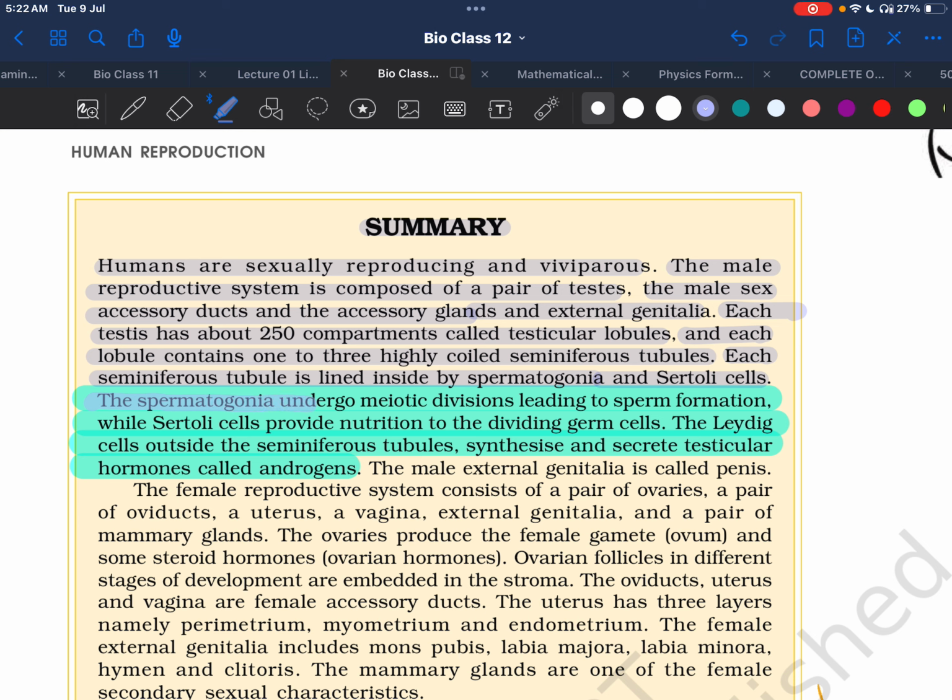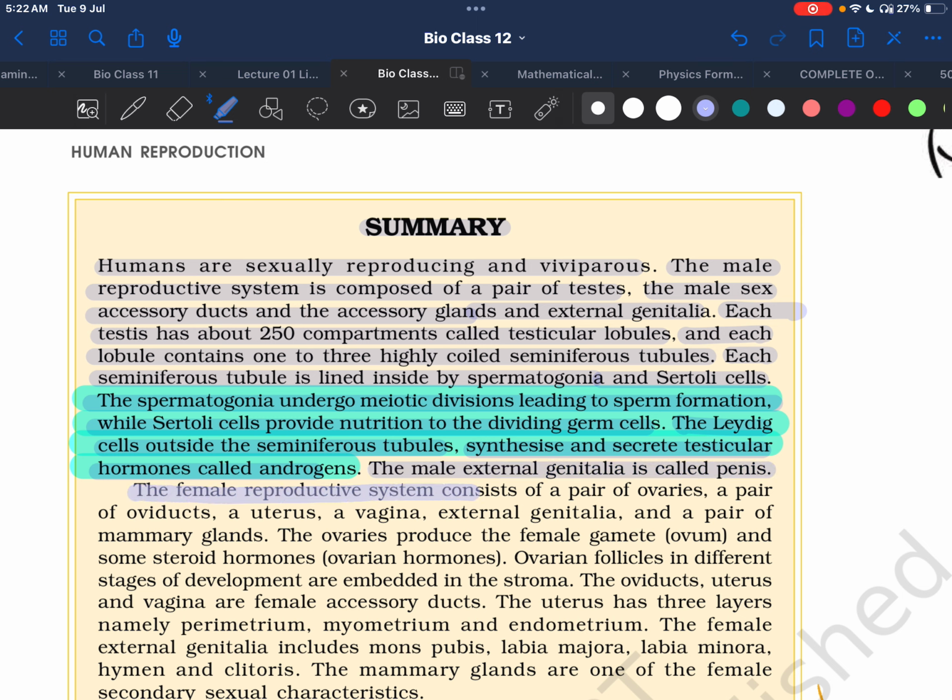The spermatogonia undergo meiotic division leading to sperm formation, while Sertoli cells provide nutrition to the dividing germ cells. The Leydig cells outside the seminiferous tubule synthesize and secrete testicular hormones called androgens. The male external genitalia is called the penis.